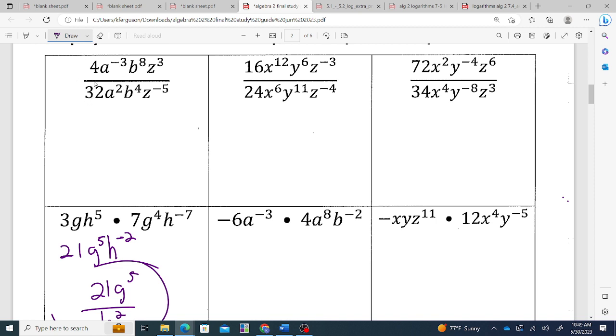At first, I'm looking at each piece. So I got 4 divided by 32. That's 1 over 8, or just 8 in the denominator. Because all I did was reduce. I divided 4 by 4 and then 32 by 4.